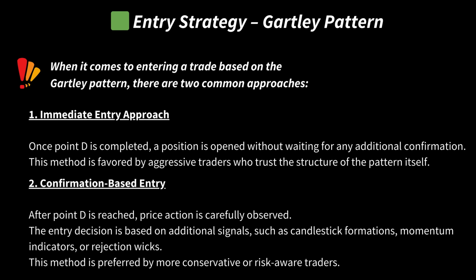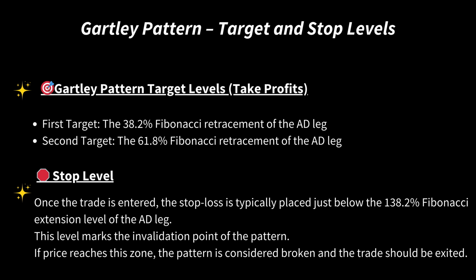Gartley pattern, target and stop levels. Target levels. First target, the 38.2% Fibonacci retracement of the AD leg. Second target, the 61.8% Fibonacci retracement of the AD leg. Stop level. Once the trade is entered, the stop loss is typically placed just below the 138.2% Fibonacci extension level of the AD leg. This level marks the invalidation point of the pattern. If price reaches this zone, the pattern is considered broken and the trade should be exited.